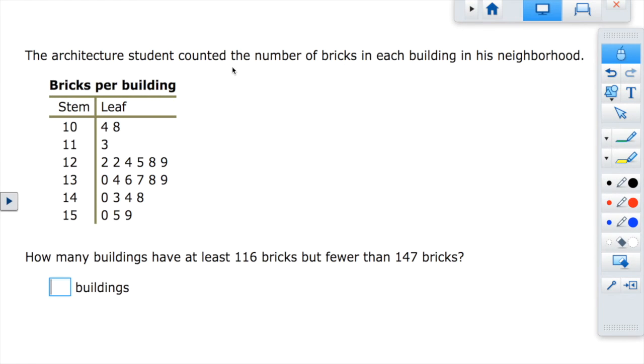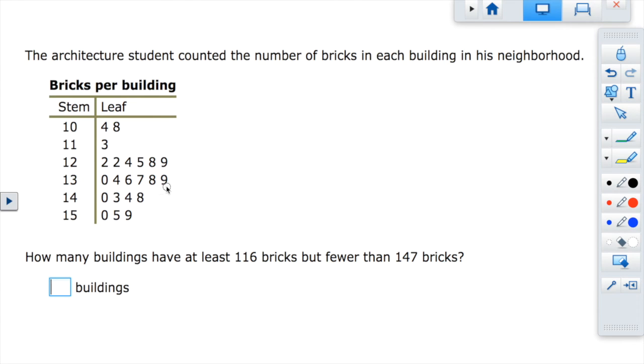The architecture student counted the number of bricks in each building in the neighborhood. Huh, I really wouldn't want to have that job counting bricks in buildings. How many buildings have at least 116 bricks, but fewer than 147 bricks? So I'm going to look here, 116, so that would be behind the 11, but that's 113, so this one doesn't count. 120, all of these will count.